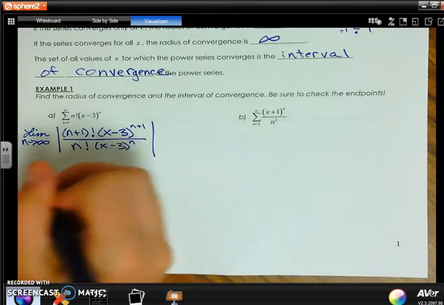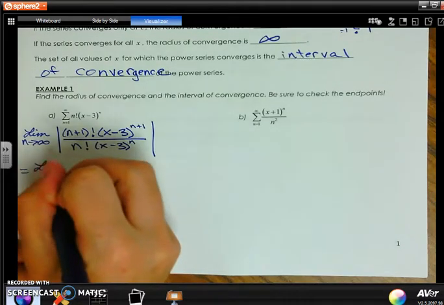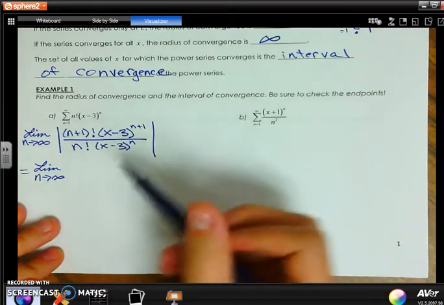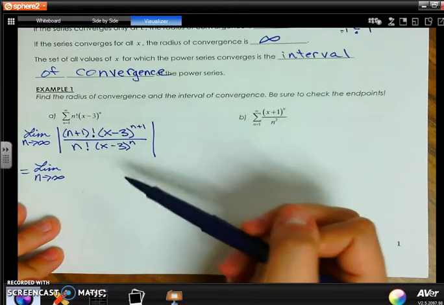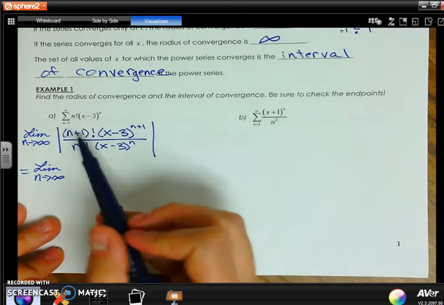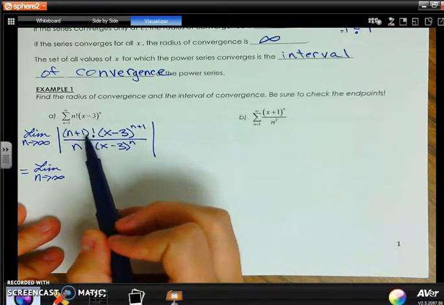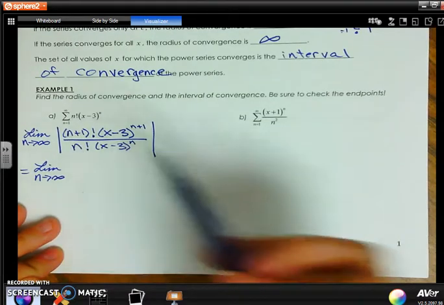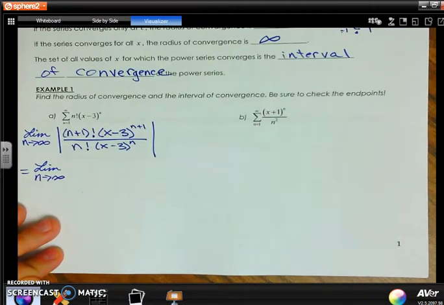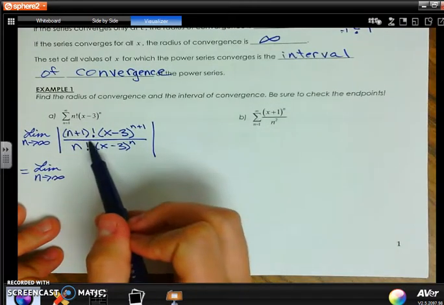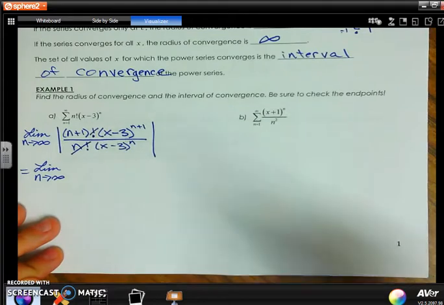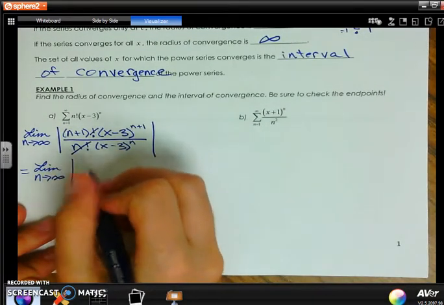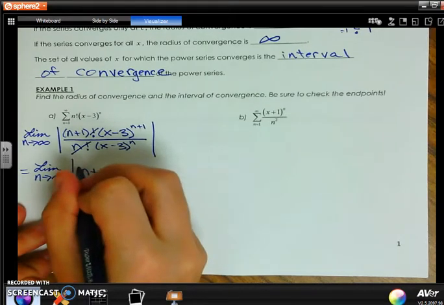Now I need to clean that up. So this is going to be equal to the limit as n approaches infinity again. And now I need to remember what I can do here and what cancels. If you remember, n plus 1 factorial means n plus 1 times n, times n minus 1, until you get to times 2 times 1. So this takes out this entire thing, and that cancels. So we're left with just an n plus 1 in the numerator there.